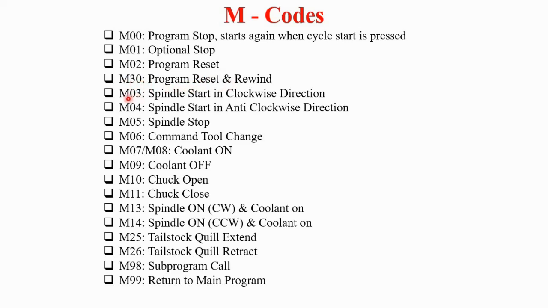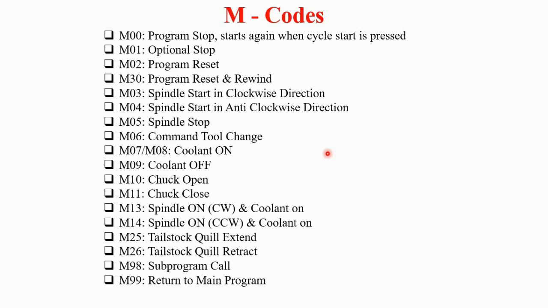M30 is also used for program reset and rewind. M03 and M04 are used for spindle start in clockwise and anti-clockwise direction. When the spindle starts in clockwise direction, M03 is used. When it rotates in anti-clockwise or counterclockwise direction, M04 is used. Then M05 is used to represent spindle stop.